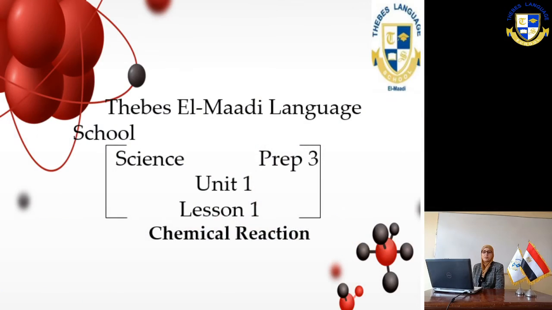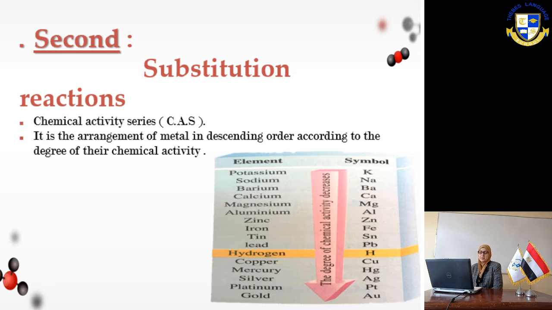We are going to cover today Unit 1, Lesson 1, Part 2, the chemical reaction. Slide number 2. Second, we are going to take the substitution reaction. First, what's meant by substitution reaction? They are chemical reactions which depend on the activity of metal, where the element which is more active substitutes the metal which is less active in another compound.